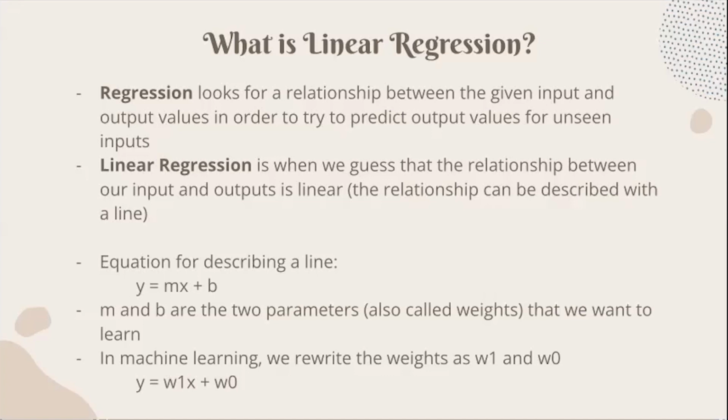So the equation for describing a line in general algebra is y equals mx plus b. And m and b are the two parameters that we now want to utilize for linear regression. So in machine learning, we rewrite m and b, which used to be the slope and the y-intercept, as weight 1 and the initial weight, which is weight 0. So your y-intercept now becomes your initial weight, and your slope now becomes your weight 1.